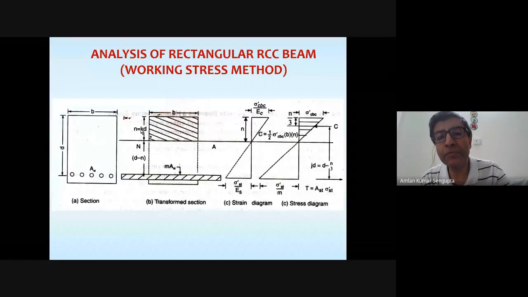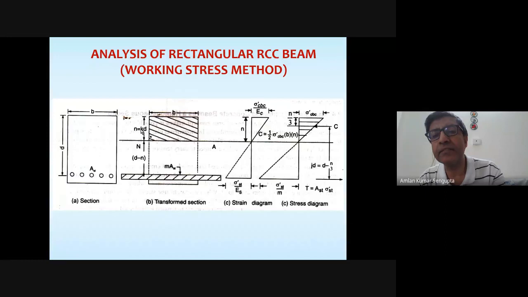Now from the stress diagram, we go to the forces. Next you will see that we write the equilibrium equations in terms of these forces. These are the steps I would suggest you follow: from the section, draw the strain diagram. From the strain diagram, draw the stress diagram. And from the stress diagram, go to the forces. And then you will be able to write these equations very neatly.